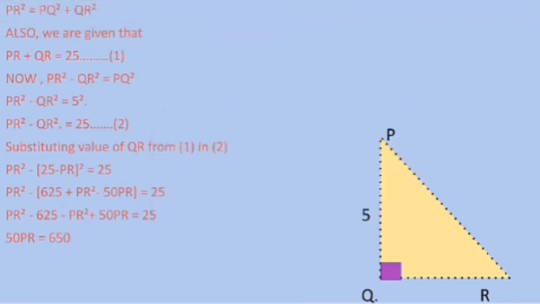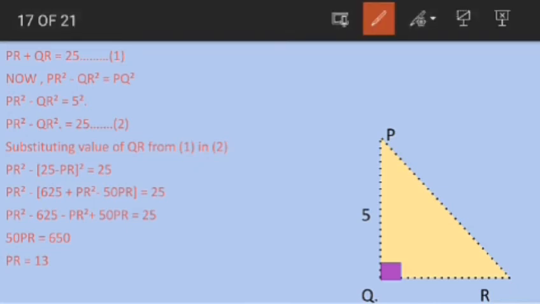50 PR equals 650. As 625 moves to the right hand side, the negative sign is converted once again to the positive one, and 25 plus 625 is going to be 650, so 50 PR equals 650. Okay, now PR equals 650 divided by 50, that is going to be 13.